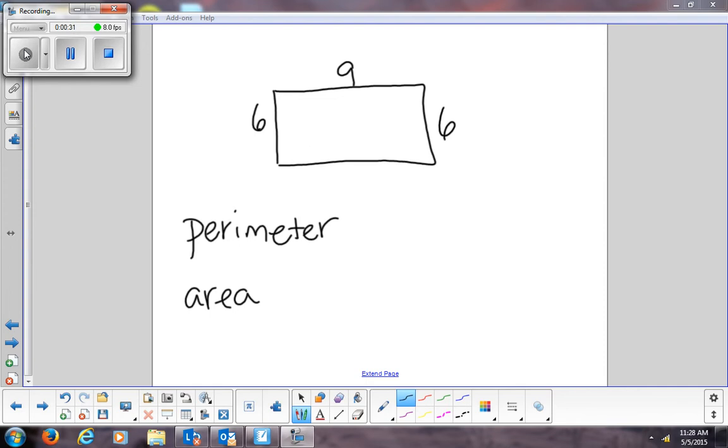6. It's going to be the exact same. Same thing with the 9. If I draw 9 boxes on top, how many am I drawing at the bottom? 9 boxes on top, 9 on the bottom.